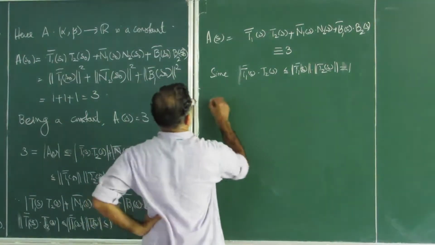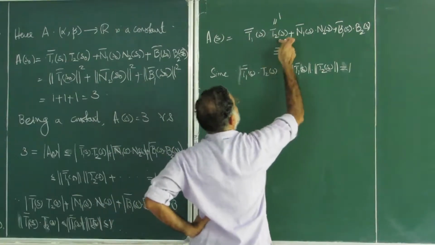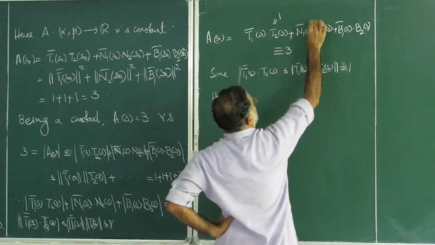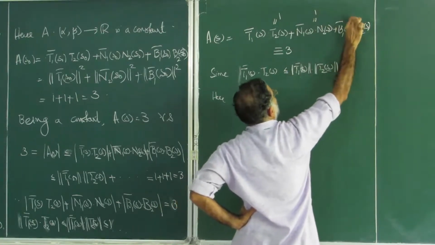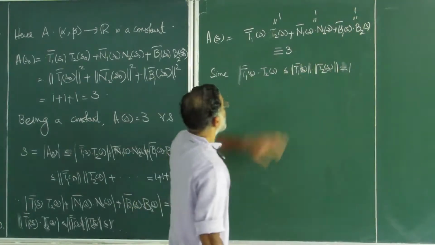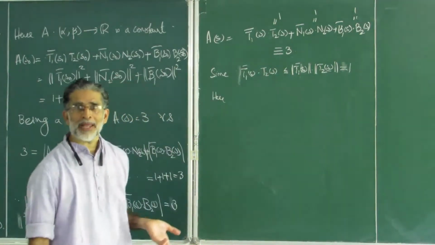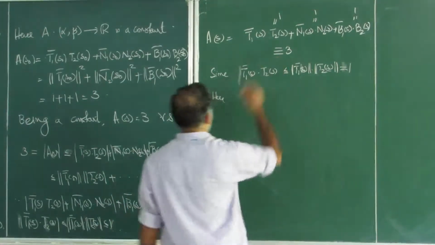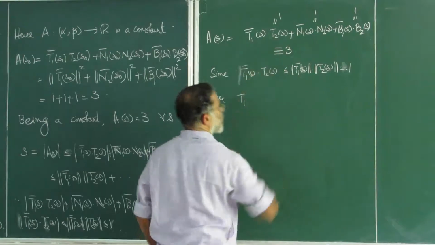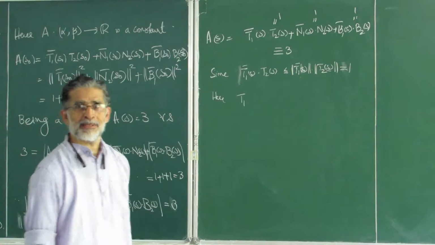Okay? And so, hence, this has to be equal to 1. This is less than or equal to 1. This is less than or equal to 1. But the sum is 3. If any one of them is less than 1, then obviously the sum cannot be 3. If the sum has to be 3, then all the 3 have to be 1 each. So hence, when is the inner product of these two 1? T1 bar s is equal to T2 s.